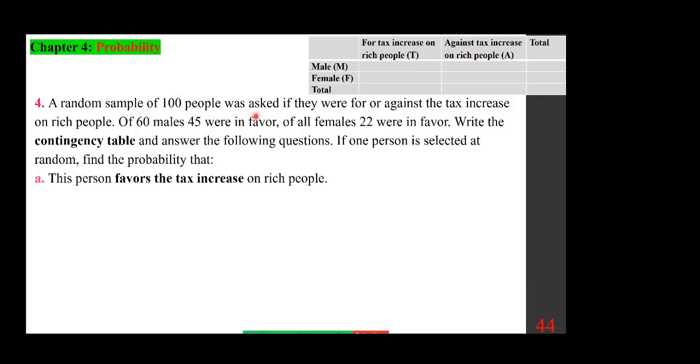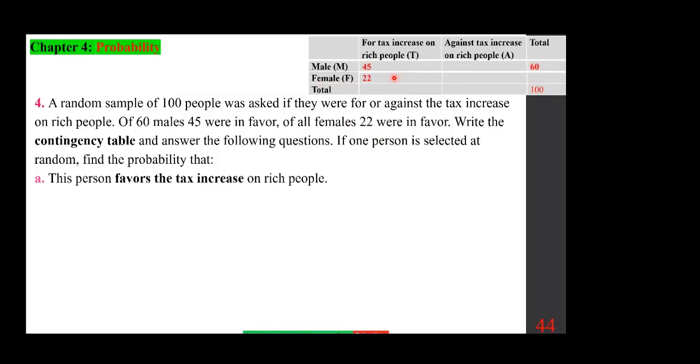Was asked if they were for or against the tax increase: 60 males. So M, that means you put 60 here. 45 are in favor, you put it here. Of all females, we don't have a number yet. 22 were in favor, we put the 22 here. So those are the numbers that are given.